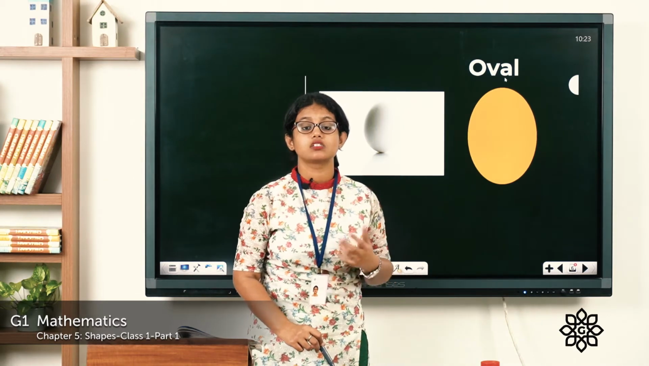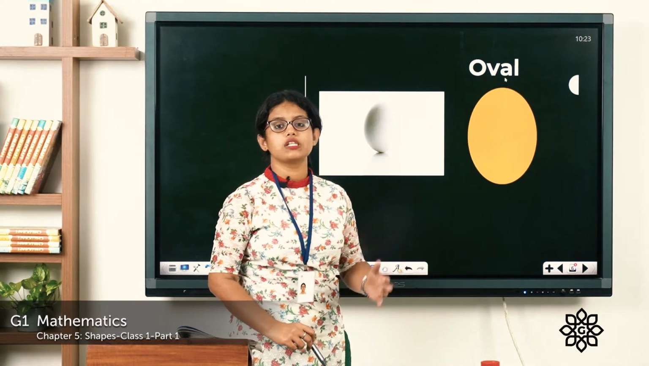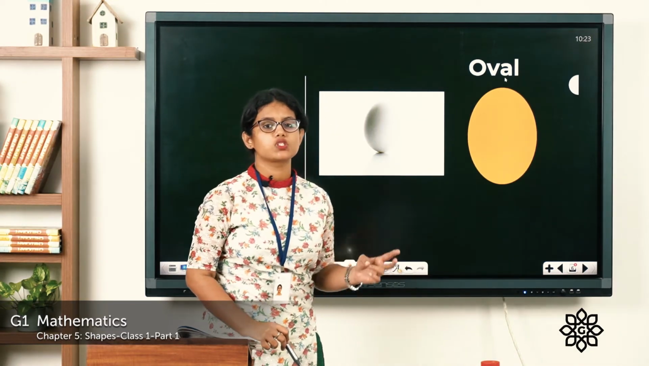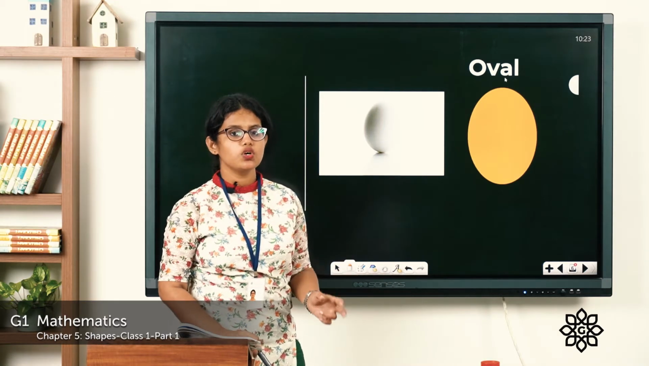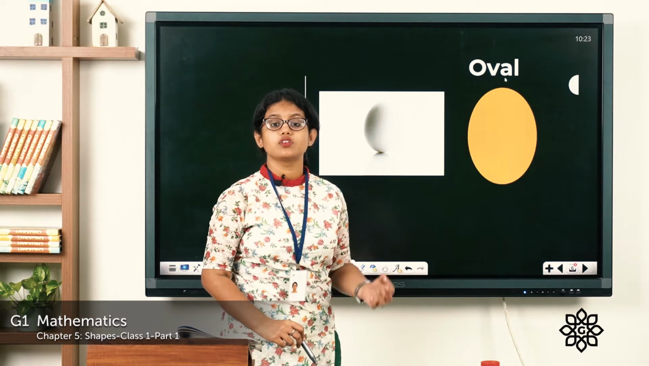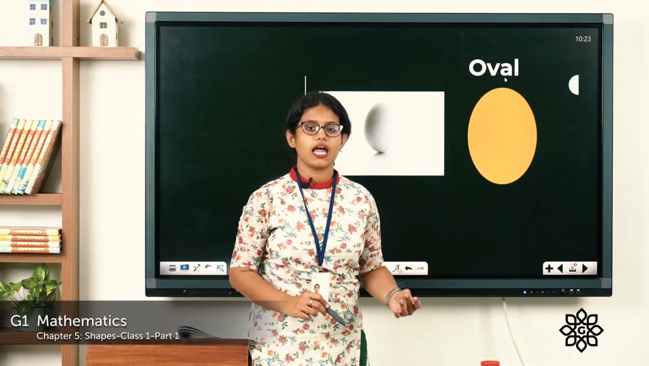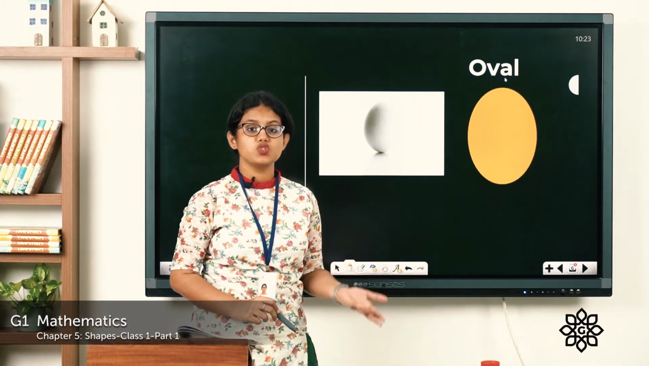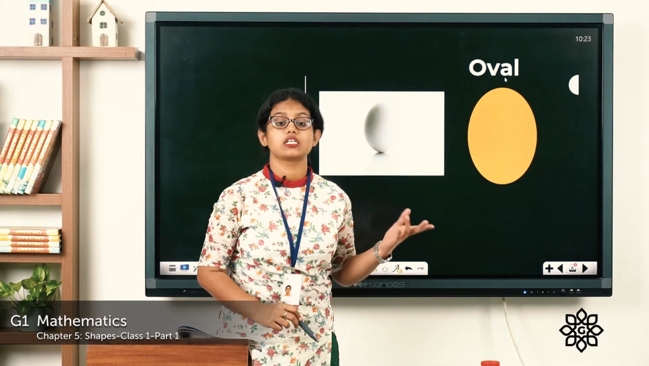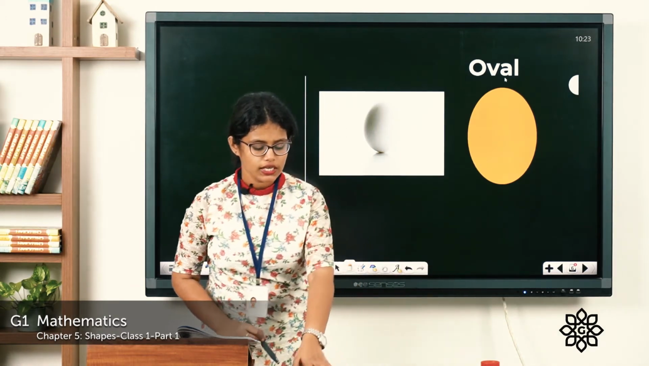So these are some of the 2D shapes. The square with four equal sides. Rectangle, four sides with two longer sides and two shorter sides. Then we learnt triangle with three sides. Then we learnt about circle. Does a circle have any corners? No. It has no corners and no sides. Then oval. It also has no corners and no sides.